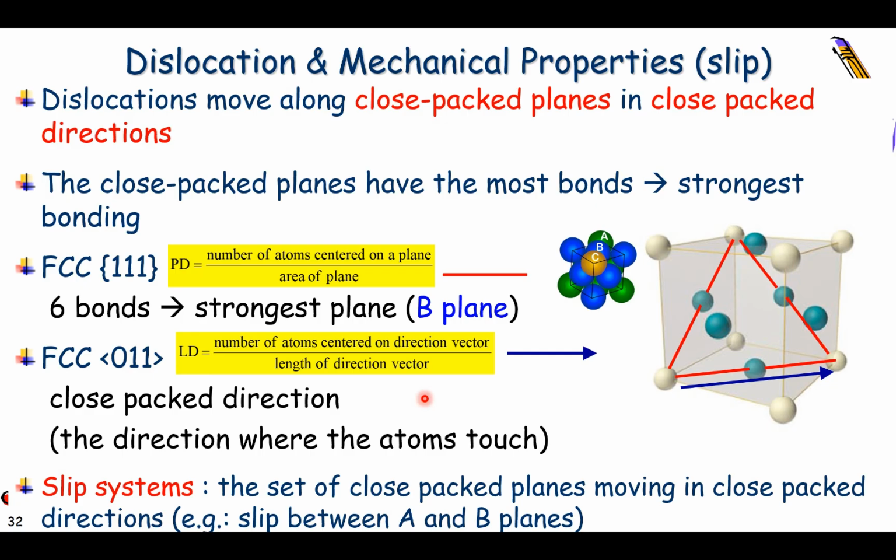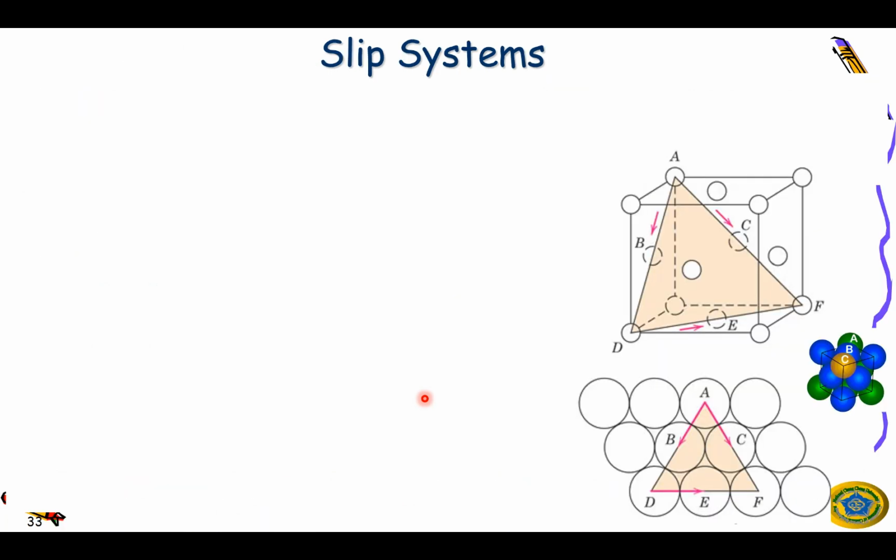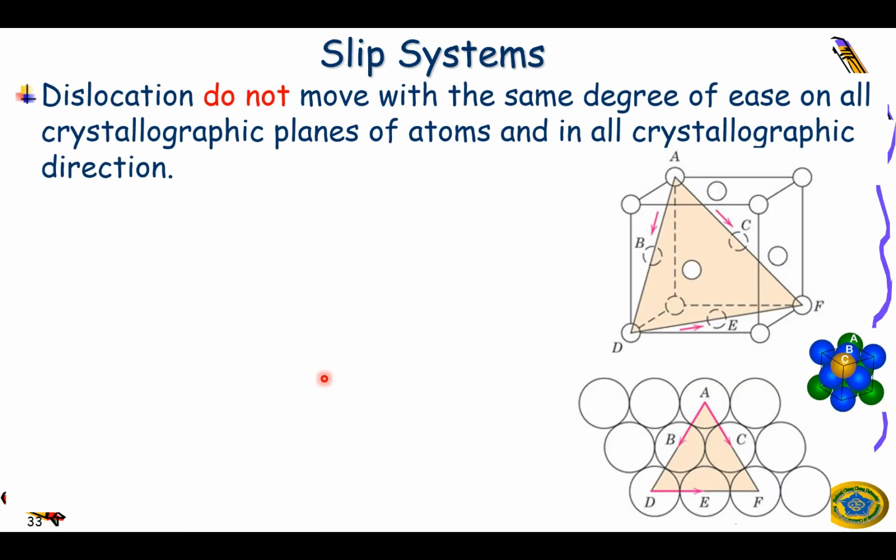Ladies and gentlemen, please remember the definition of the slip system. Dislocation does not move with the same degree of ease on all the crystallographic planes. No. You cannot move anywhere, you cannot move as you like, in all the crystallographic directions. You cannot move on any plane or in any direction. You can only move with the slip system.